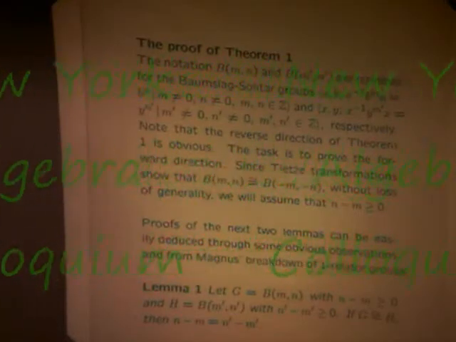n minus n greater or equal to 0, H equal to B_{n'}^{n'}, n' minus n' greater or equal to 0. If G is isomorphic to H, then n minus n is equal to n' minus n'. So how do we actually go about this? Let me just talk about this a little bit.